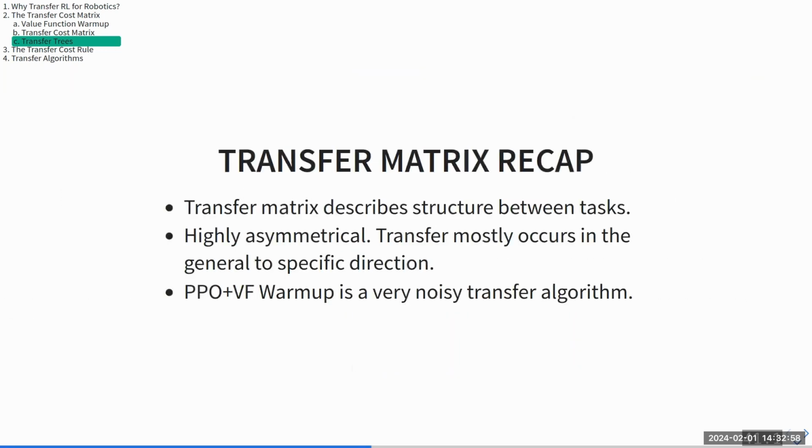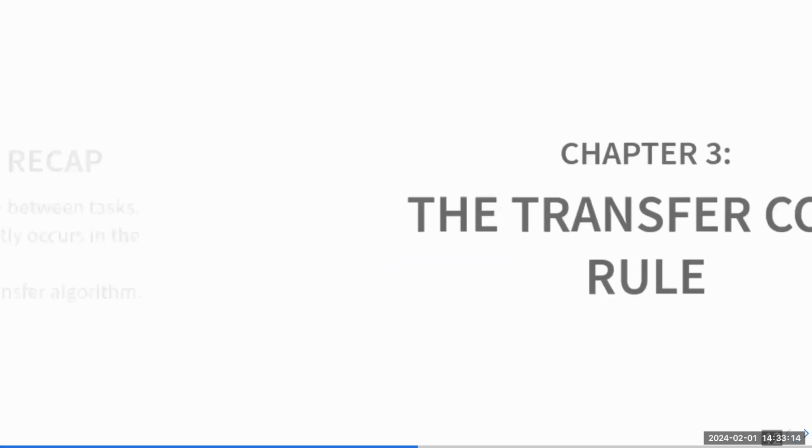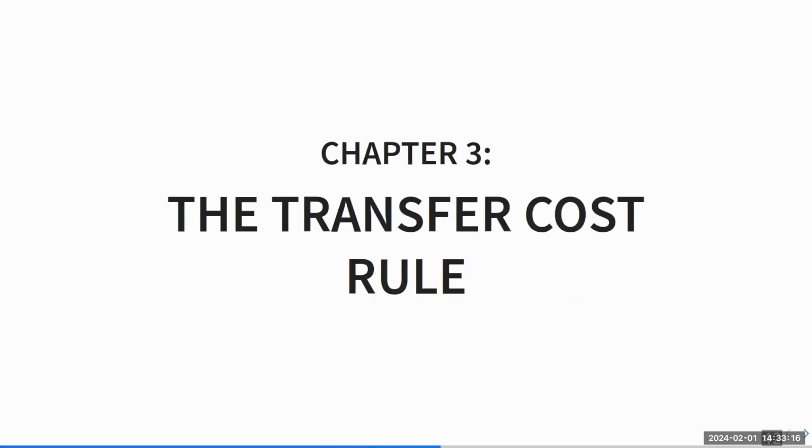Recap: the transfer matrix describes the relationship between tasks. It's really asymmetrical. Value function plus PPO plus value function warm-up does work. Notably, without value function warm-up it doesn't work, but it's also quite noisy, as base PPO is. All right, so now I want to talk about a mathematical rule I found for predicting transfer.